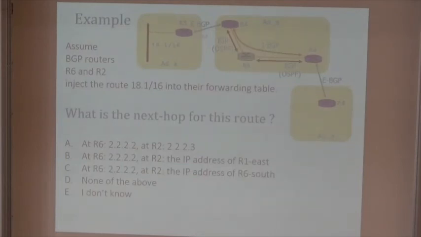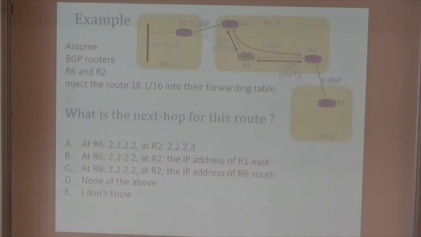We're back. So the majority says B, which is the correct answer that should happen in reality, but it's not the one that happens in reality. But it makes sense. If I am at R6, I want to go here. The next hop, which I know is this one, so I write it into the forwarding table. If I am at R2, the next hop to go there is this one. So it's the address of R1 East, which is this one here.